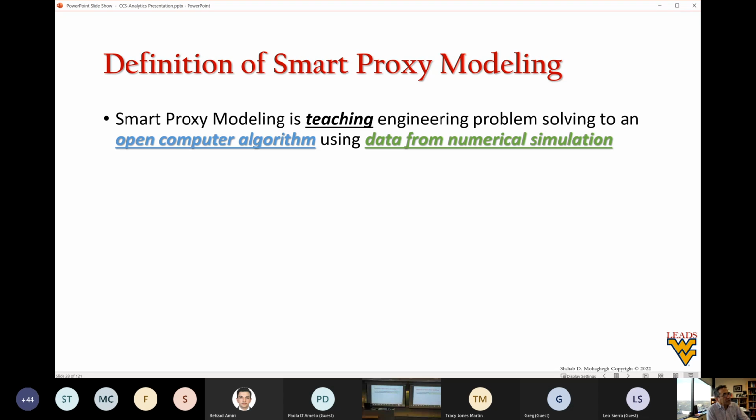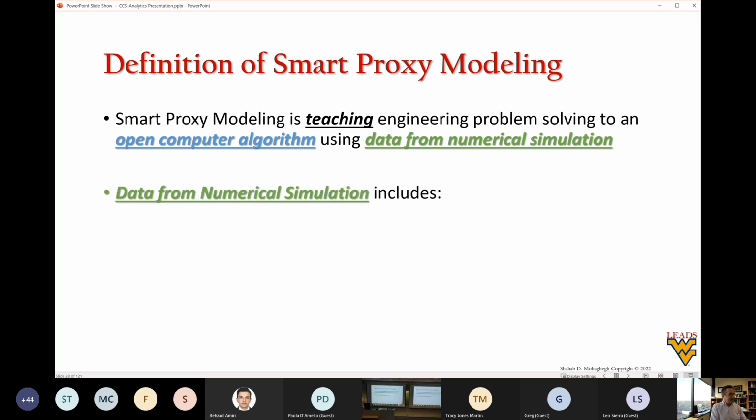So what is the definition of smart proxy model? Smart proxy model is a process by which you teach. What do you teach? You teach engineering problem solving to what? To an open computer algorithm. How? Through data that you get from numerical simulation. This is a very short definition, but literally this is what's happening. I'm going to go into the detail of that. So smart proxy modeling is how you teach engineering using data to an open computer algorithm, which is machine learning.